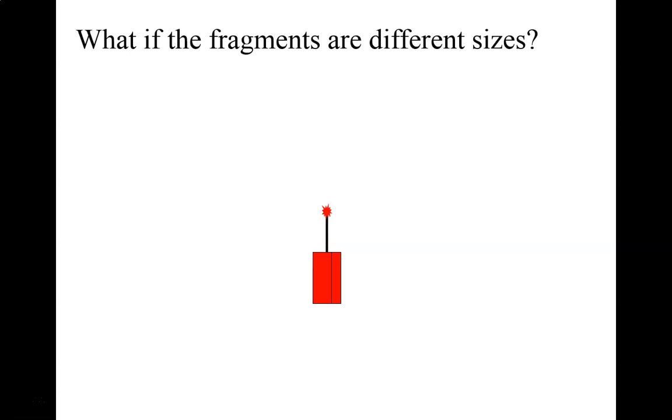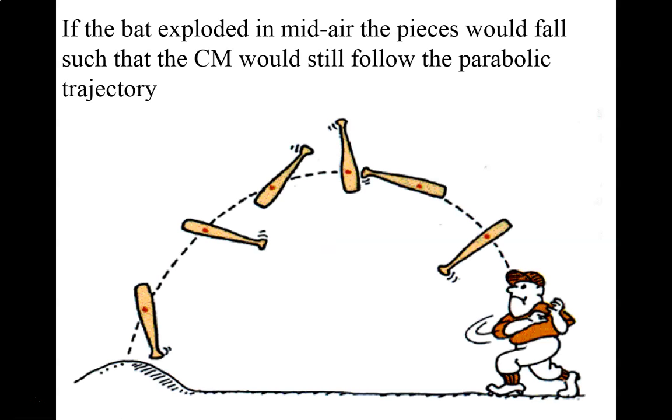Okay. If the fragments are different sizes, the center of mass is going to be closer to the fatter one, and so it's going to end up remaining right where it is, right here. Okay, so the center of mass in this case is just still going to stay right where it is.